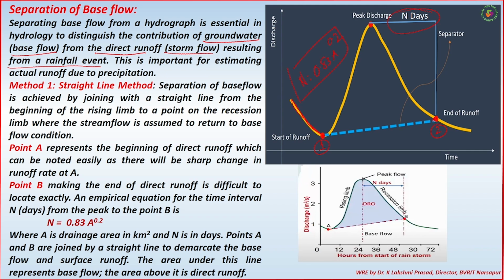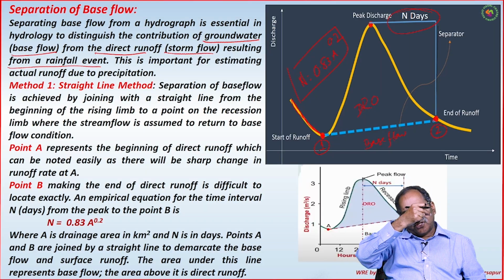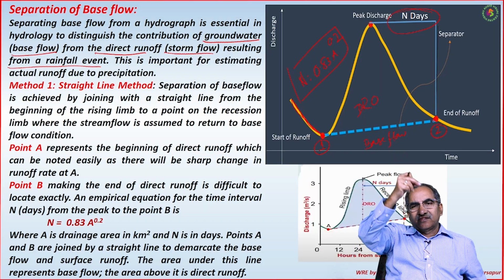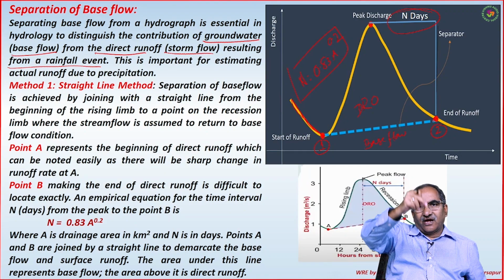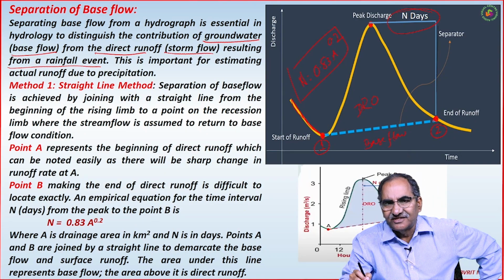Below the straight line is base flow, or groundwater flow. Above this line is direct runoff, and this is base flow. It is as simple as that. You can go through each one quickly, but basically remember there are two points. Point A is where the base flow recession comes down and starts. The moment rainfall occurs, the hydrograph starts rising. That rising point, you note it. That is point A.